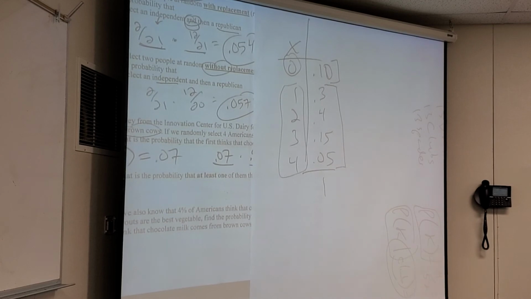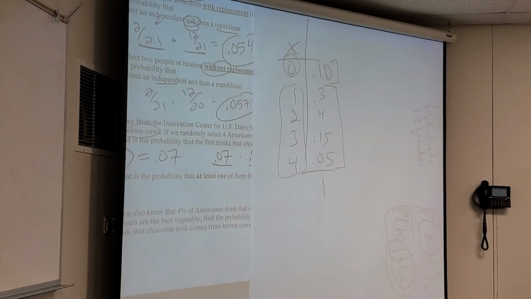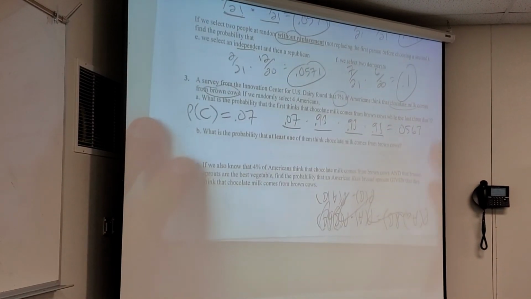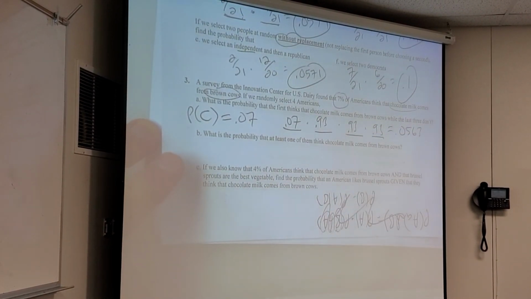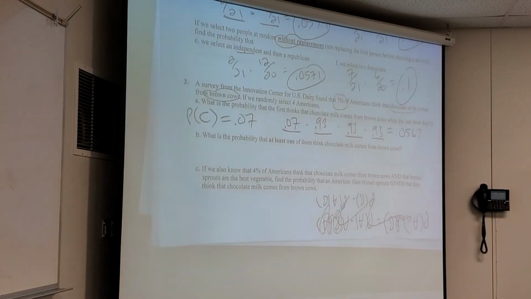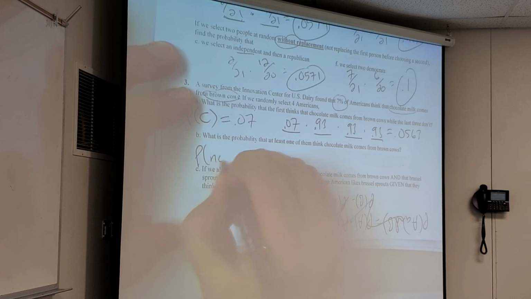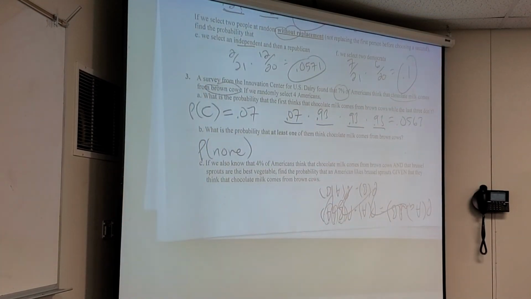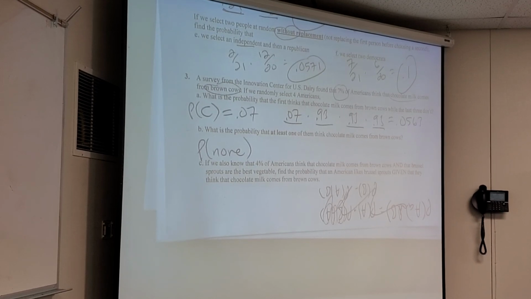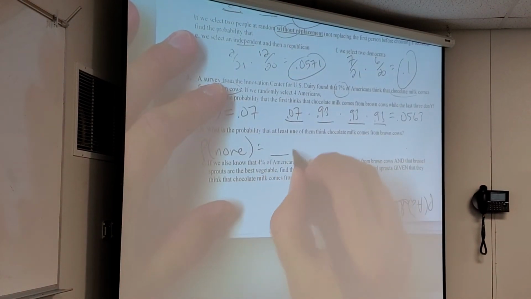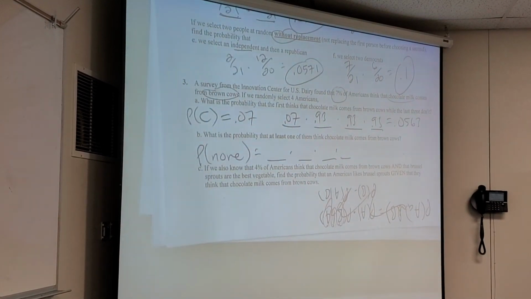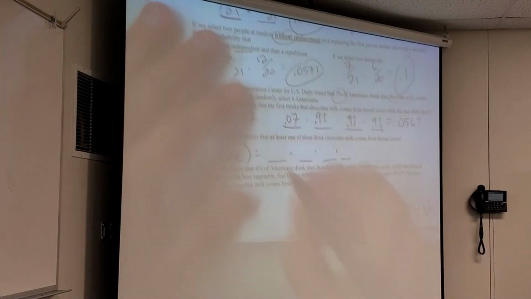How much have we worked with that yet? Like less than a minute. So, okay. So let's see how to do this. What I'm going to do is figure out the opposite of what the question wants, and anger it for a minute. So I'm going to figure out the probability that none of them think that way. Because that's easy. If none of them think that way, what goes into each spot? None of them think that chocolate milk comes from brown cows. 0.93, right?